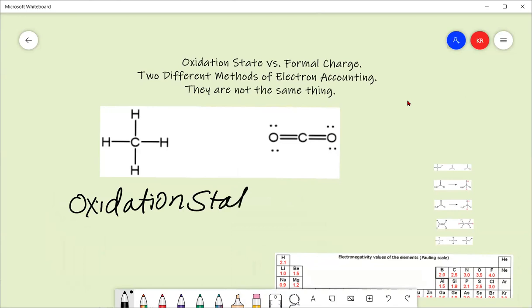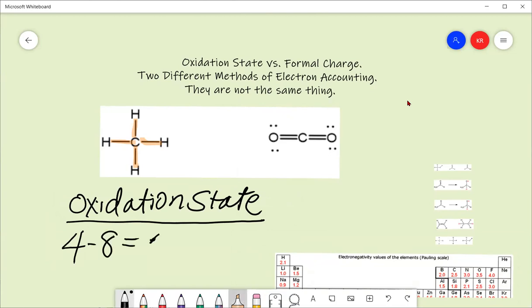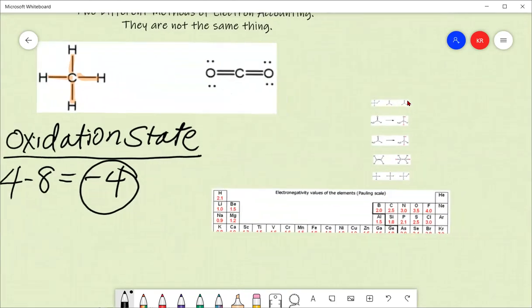All right, I'm going to start with the group number, again, like we did for formal charge, and the group number for carbon is 4. And I am going to assign 2, 4, 6, 8 electrons to that carbon. So that's going to be 4 minus 8, which is equal to minus 4. So the oxidation state for the carbon in methane is minus 4.